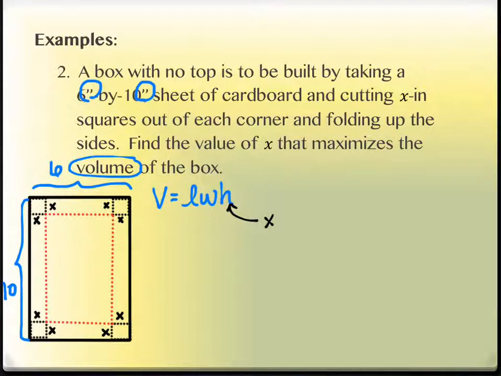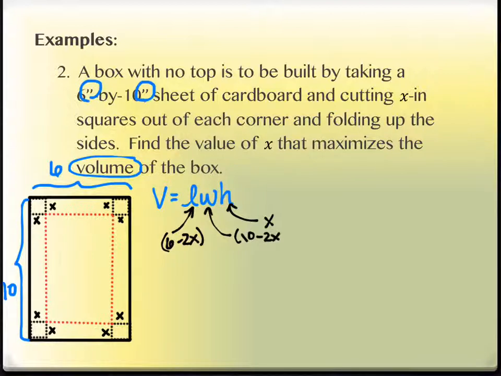Length and width are not 6 and 10. That was the 6 and the 10 of the original sheet of paper. They're not 6 and 10, but what are they? 6 minus 2x. Good job. 6 minus 2x is one of them. What's the other one going to be? 10 minus 2x.